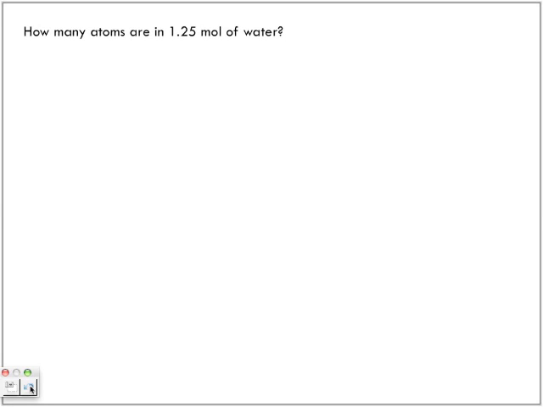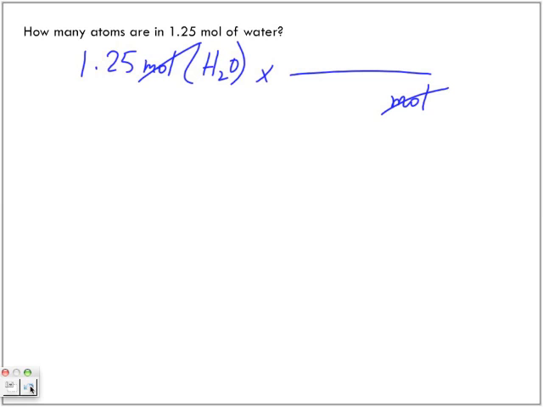Okay, next one. How many atoms are in 1.25 mole of water? So we have 1.25 mole of water. We're going to multiply it by something for me to cancel out moles. Where must moles be? The bottom. Now, is this water here an atom?